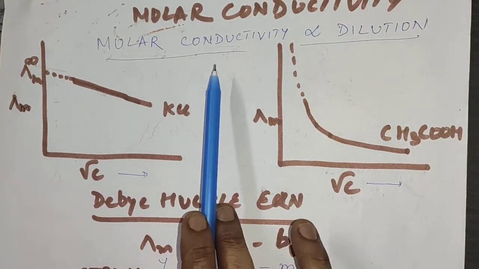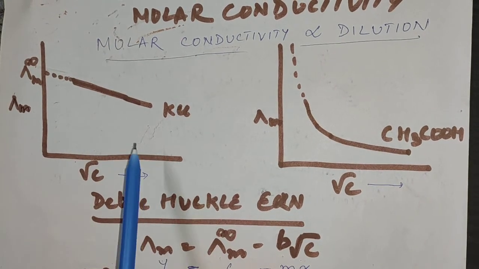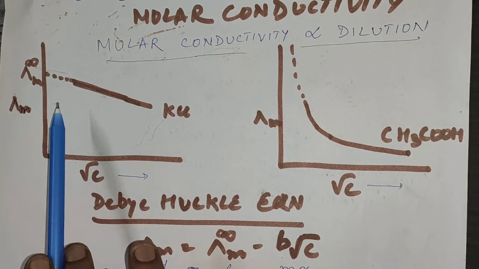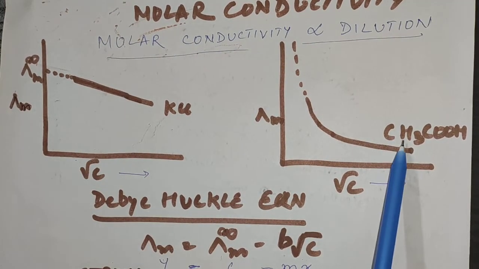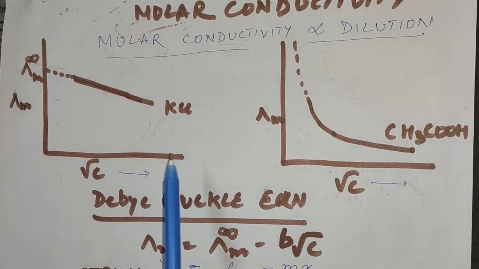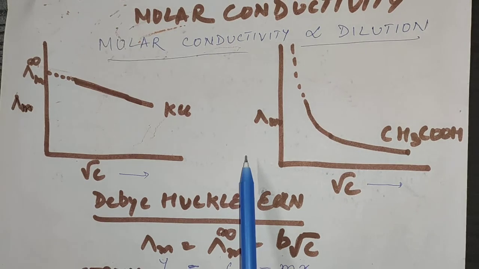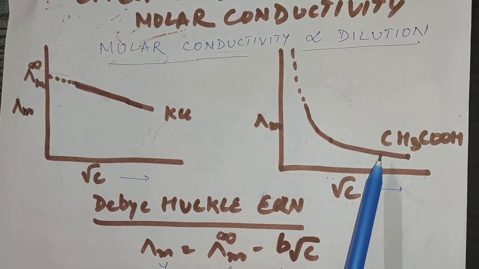So make it very, very clear now. If dilution is increased, if I add more and more water, my conductivity will increase. So molar conductivity increases with dilution. Now what is the reason for drawing two graphs here, one with KCl, one with acetic acid? That means I have to study this concept for two different types of electrolytes.